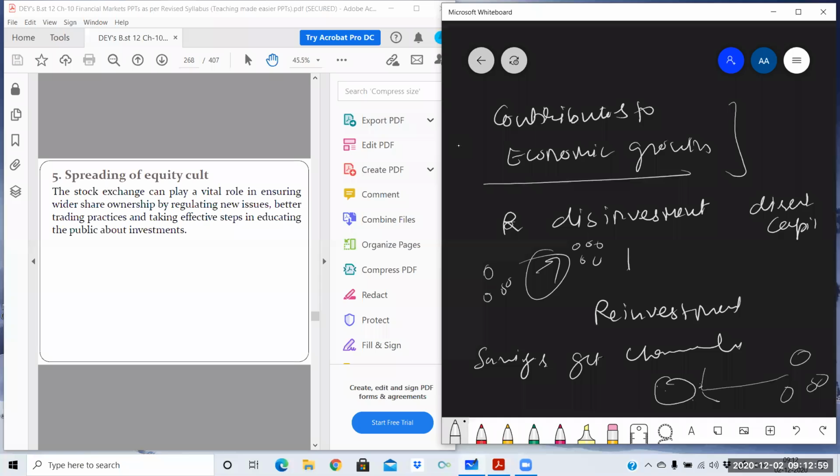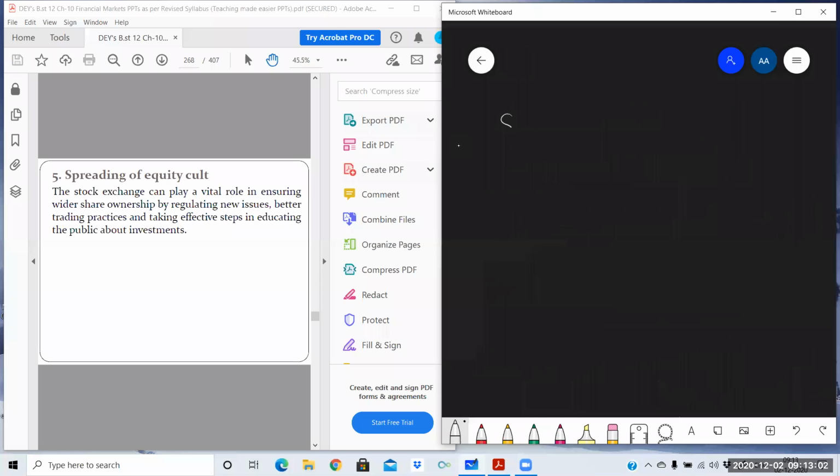Spreading of equity cult. What does it mean? Equity cult means the stock exchange guides the investors, because the investors do not have much information about the companies and about the issues of the companies. So sometimes they hesitate in investing basically in equity shares.